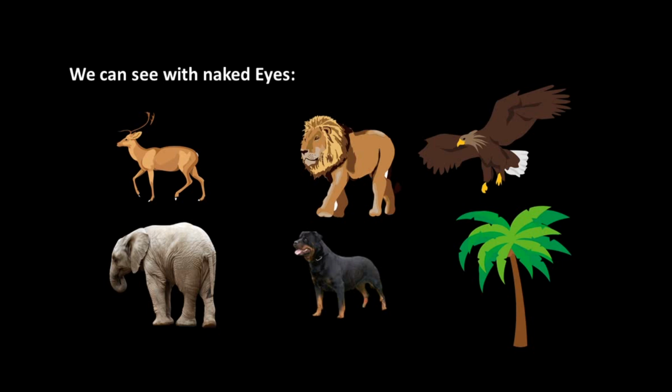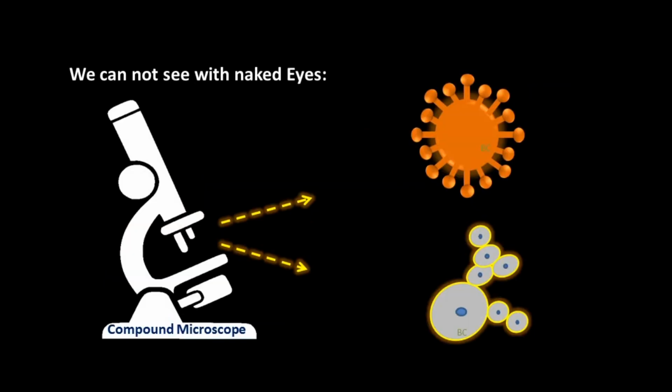But there is another type of living organisms around us which we normally cannot see with naked eyes. To see them, we need a microscope. Using a microscope, we can see them because they are very small in size. This type of organisms are called microorganisms or microbes. So some organisms we can see with naked eyes, and to observe some organisms, a compound microscope or electron microscope is required.